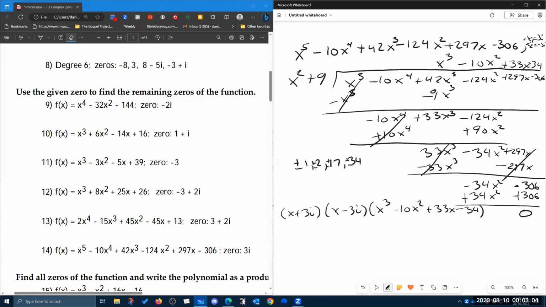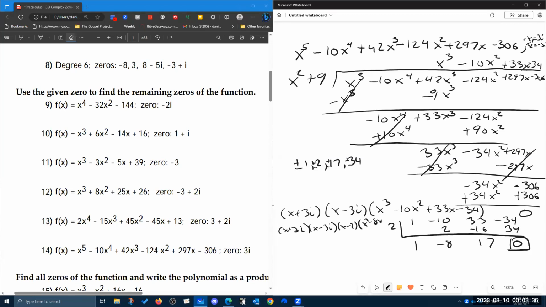So I'm going to try 2 on this. 1, negative 10, 33, negative 34. 2, negative 8, negative 16, should give me 17. 17 times 2 is 34. Gives me 0. This is x plus 3i, x minus 3i, x minus 2, x squared minus 8x plus 17.